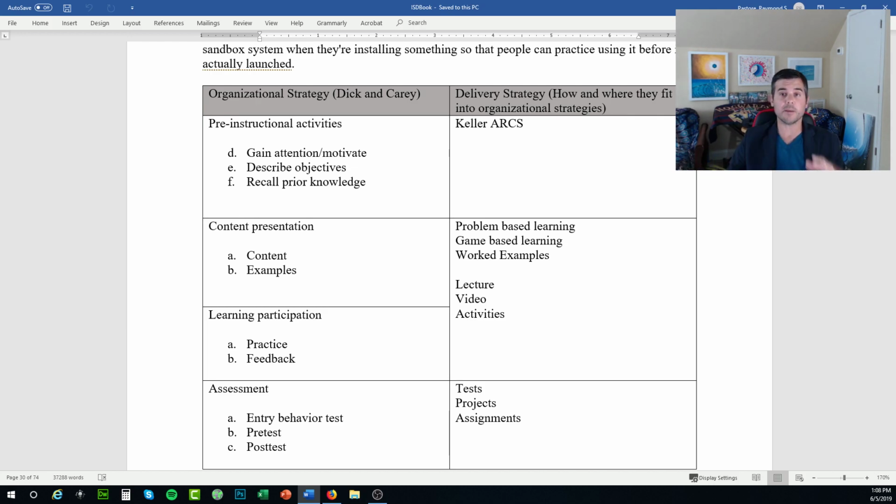So there are 3 types of instructional strategies: organizational, delivery, development. And if you guys online, if anyone has any questions, feel free to ask. I see some new people coming on.